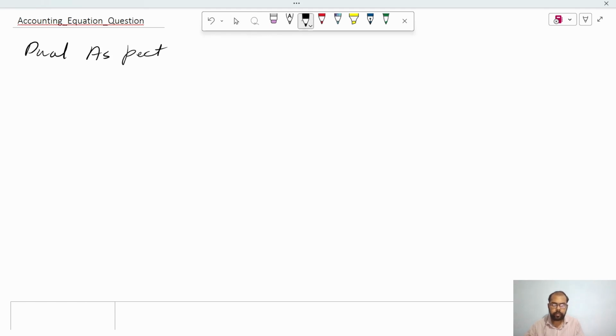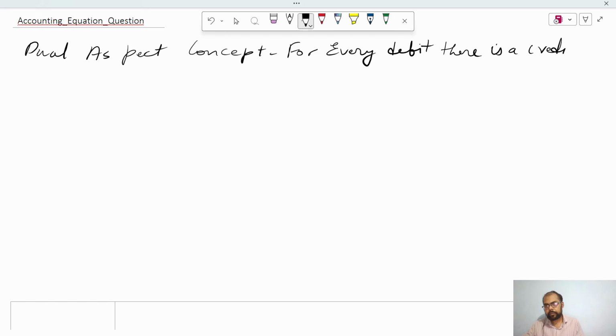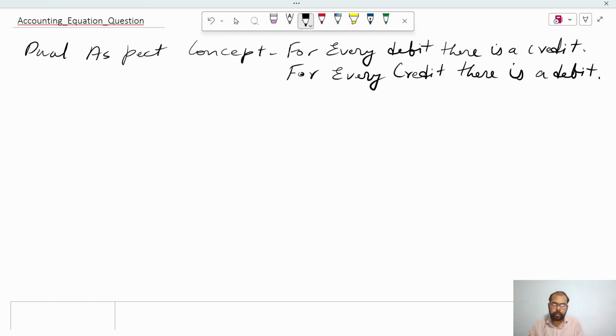The dual aspect concept says that for every debit, there is a credit. For every credit, there is a debit. Now, according to this concept, all debits always become equal to all credits.